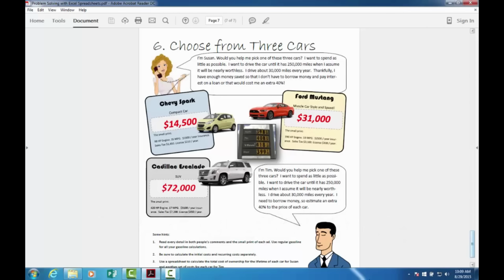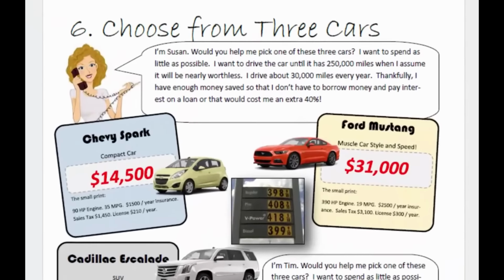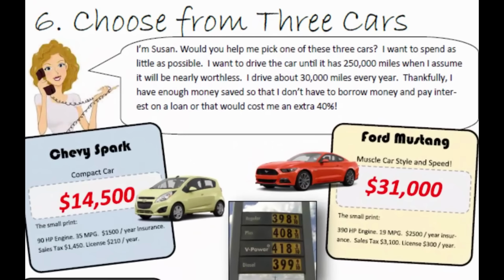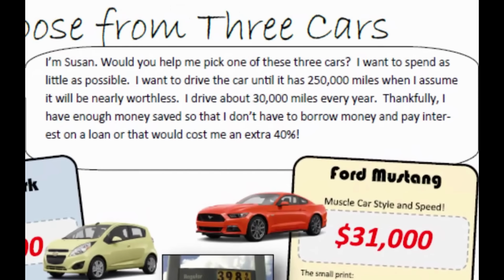Welcome to the last in the series of Excel Problem Solvers. On this video, Susan and Tim are asking us to help them purchase a car. Susan says, "Would you help me pick one of these 3 cars? I want to spend as little as possible. I want to drive the car until it has 250,000 miles when I assume it will be nearly worthless. I drive about 30,000 miles every year. Thankfully, I have enough money to save, so I don't have to borrow money and pay interest on a loan that would cost me an extra 40%."